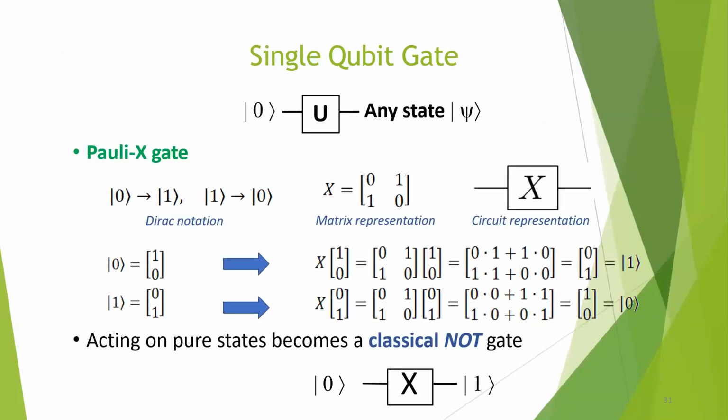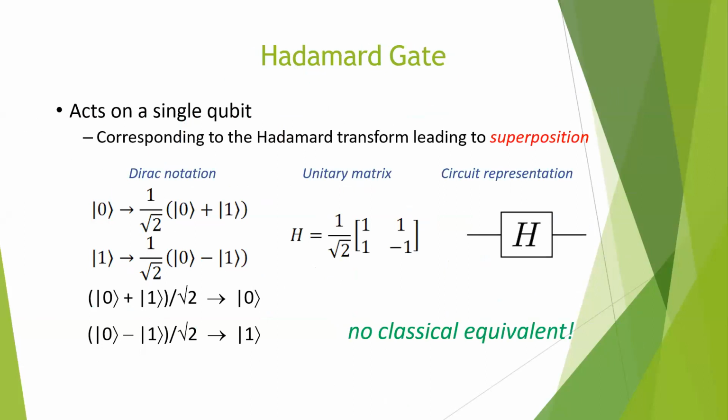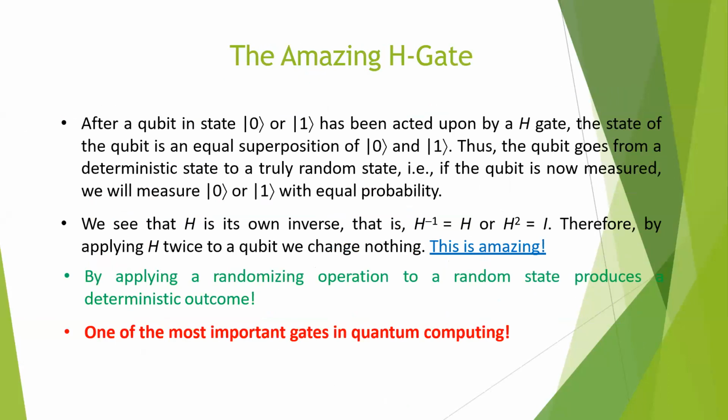Now these are some of the gates. The first is the Pauli X gate. It is almost a classical NOT gate. Then there is another gate, the Pauli Y gate. Then the Pauli Z gate. Then there comes the Hadamard gate. The Hadamard gate is different in every aspect. It has no classical equivalent.